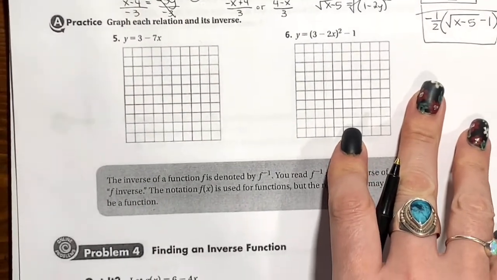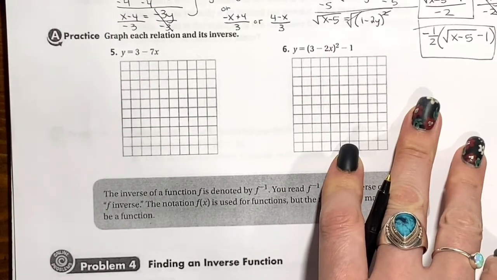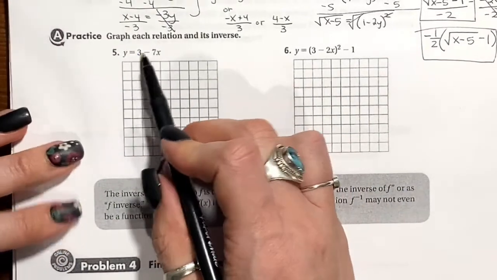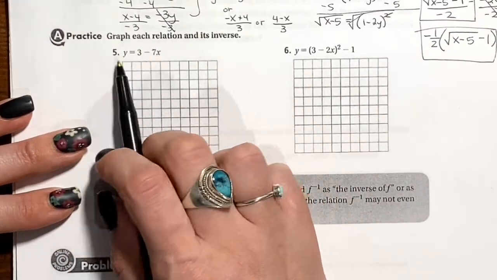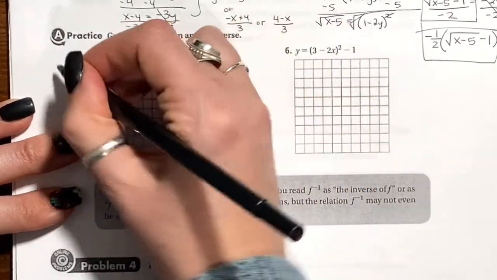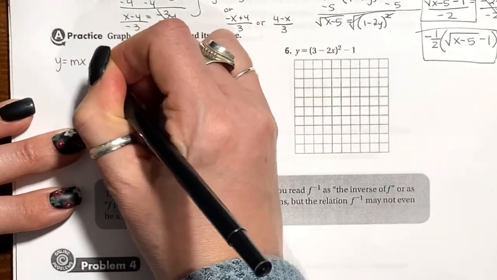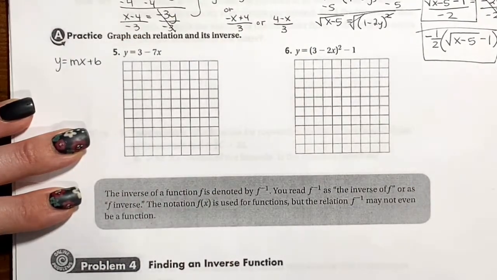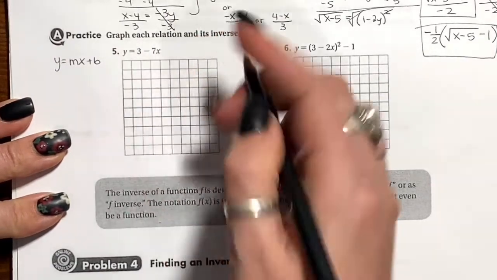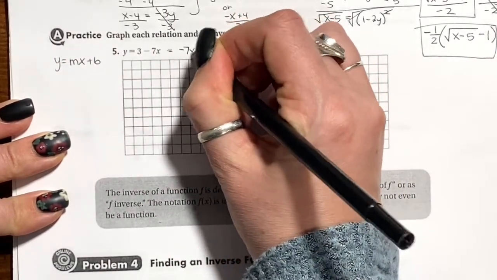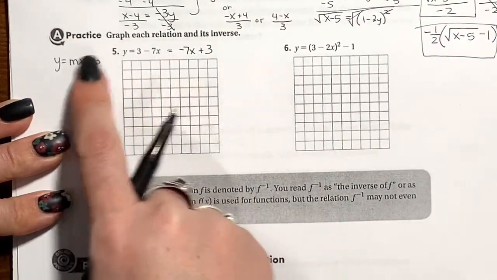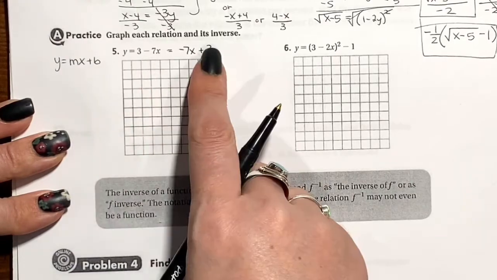On this one, they want us to graph each relation and then find its inverse and graph the inverse. So here we have y equals 3 minus 7x. This is just a line. It's the same as y equals mx plus b. Hopefully you guys remember that little formula from middle school, where m is your slope and b is your y-intercept. Ours is just flipped, but that's the same as negative 7x plus 3, so you can think of it that way. So that means our slope is negative 7, that's our m, and b is 3.